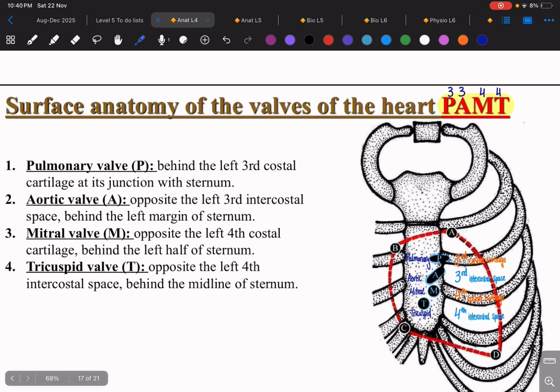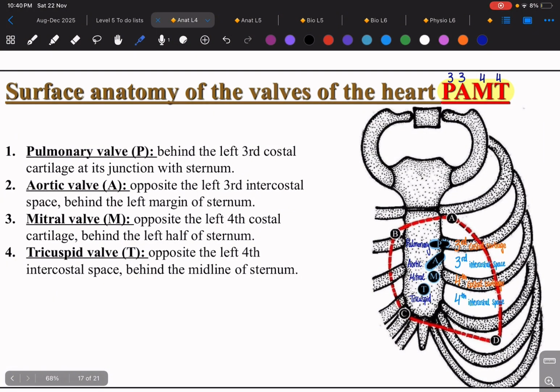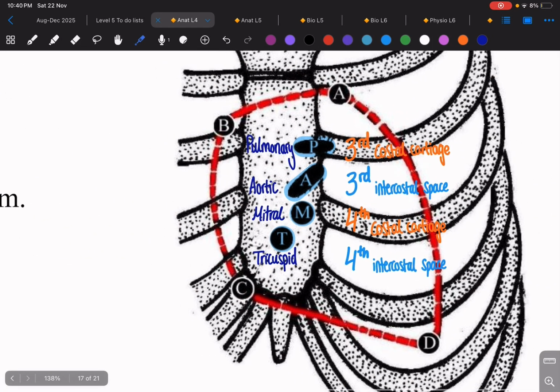For the valves, there's an easy way to remember it, which is PAMT, which is pumped. Pumped, 3344, 3344. Remember that. We're going to see what 3344 means. Pumped are the first letter of each valve. So this is the pulmonary valve, the aortic valve, the mitral valve, and the tricuspid valve. Let's see them close up here. So where are they exactly?